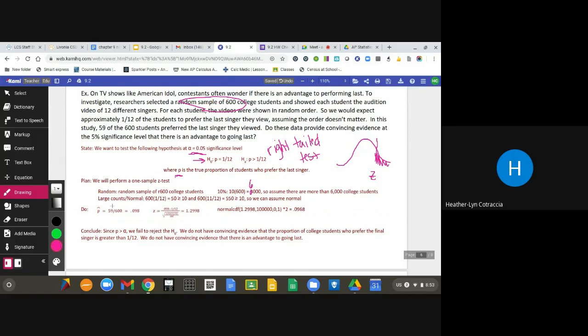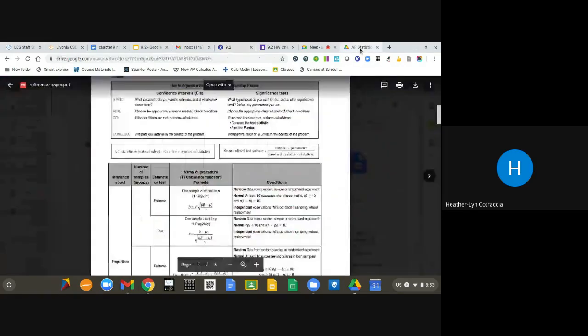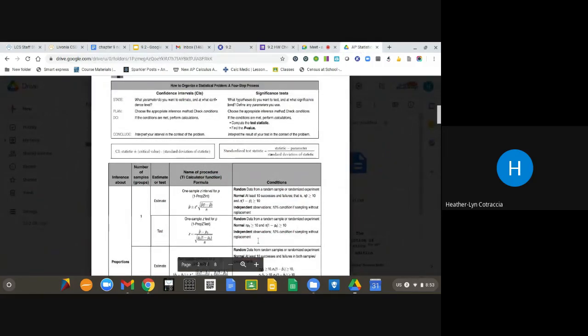And then lastly, you need to check the large counts, your normal condition. So you do n times p, so 600 times 1/12, which is 50. And then you do n times 1 minus p, which is 600 times 11/12, which is 550. Notice both those numbers add up to 600. Both of those numbers are greater than or equal to 10, so we can assume that it's normal. And again, in case you ever forget, all those conditions are right here: random, normal, and then independent.